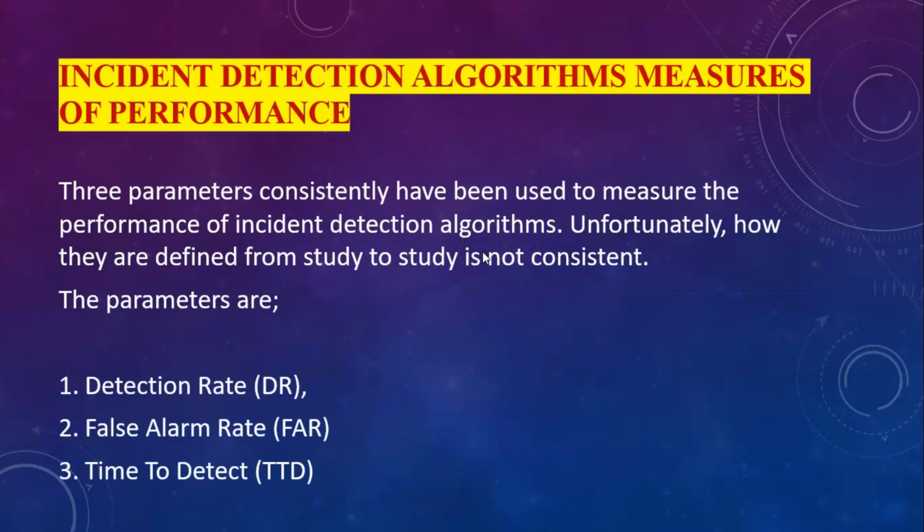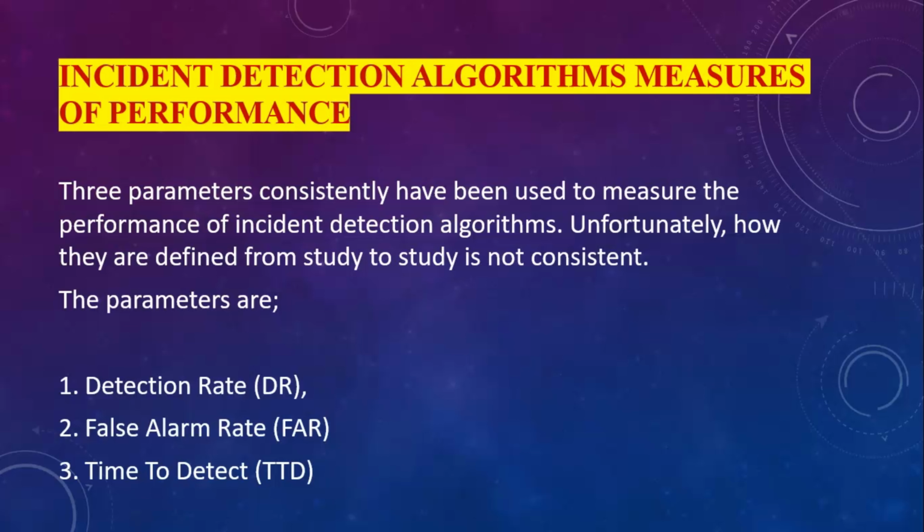Now, the next aspect we are going to be looking into is what we call the incident detection algorithm. There are basically three parameters that are used when evaluating the performance of incident detection algorithms in traffic management. Three key measures are commonly used. These three key measures are what we call the detection rate, the false alarm rate, and the time to detect rate.